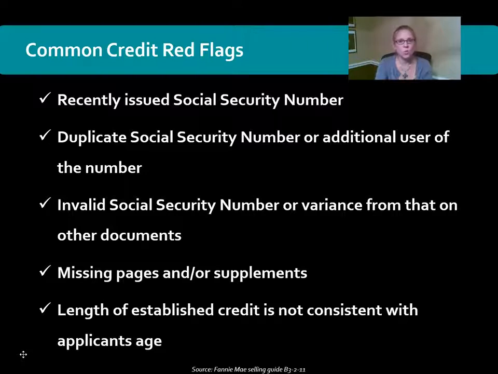Some common credit red flags to look out for would be a new issued social security number. So if you have a 30-year-old that's trying to buy a house and they provide you with a newly issued social security number, that's going to be a red flag. A duplicate social security number, if another person is using the same social security number, that is going to be a red flag. An invalid social security number by 1-digit variance is another example. Missing pages or supplements, length of established credit not consistent with the applicant's age.